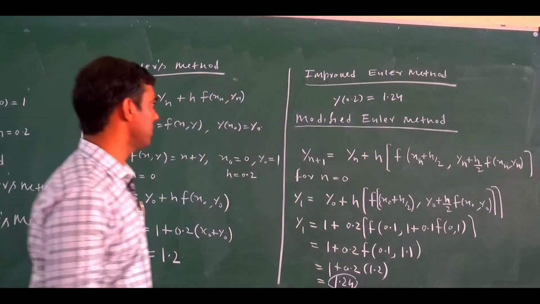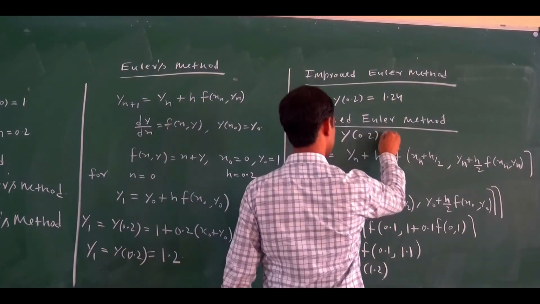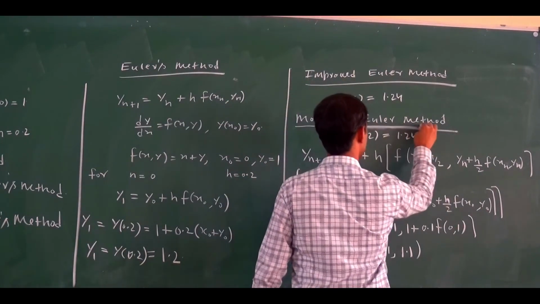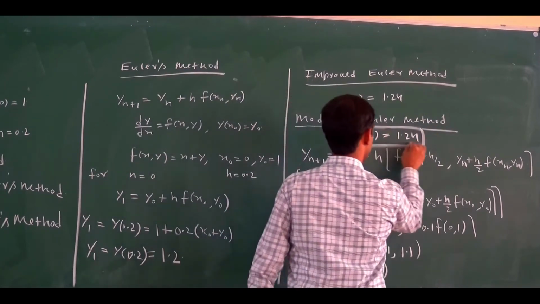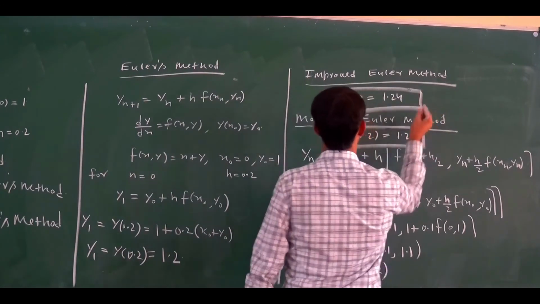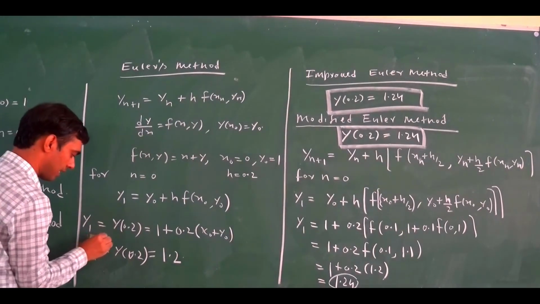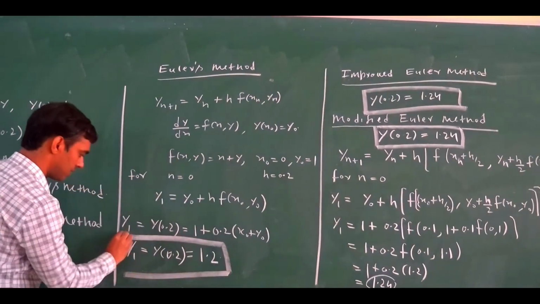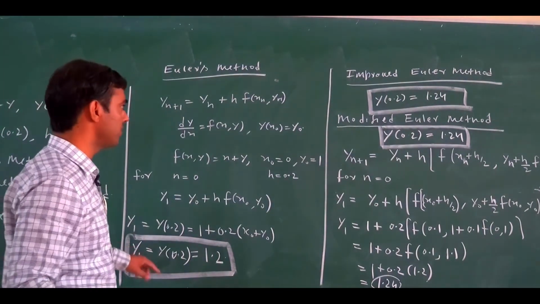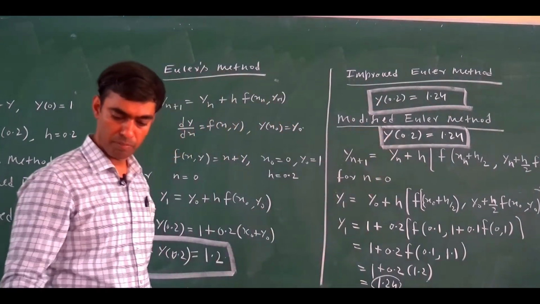So by the modified Euler method, what is the value of y at 0.2? y0.2 becomes 1.24. This one is the result by the improved Euler method, and this is the result by the Euler method. So this one is the result by the Euler method, this one is the result by the improved Euler method, and this one is also a result by the modified Euler method.